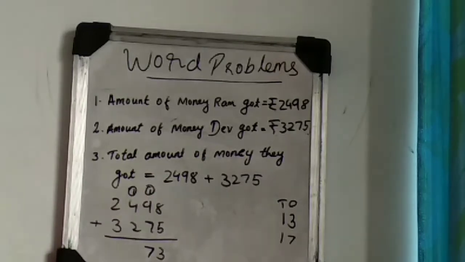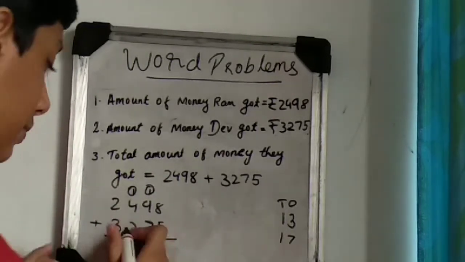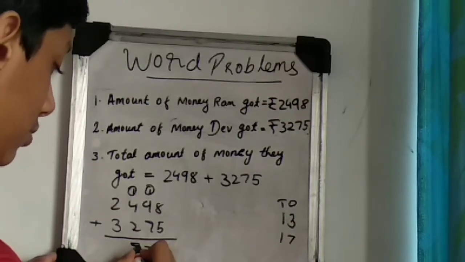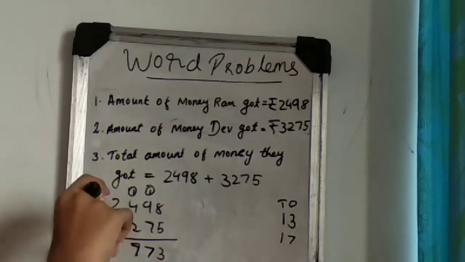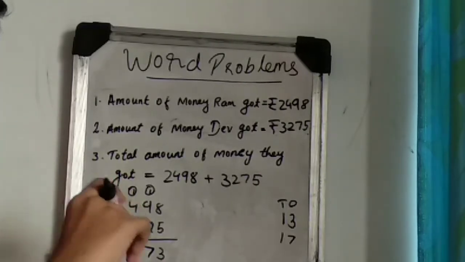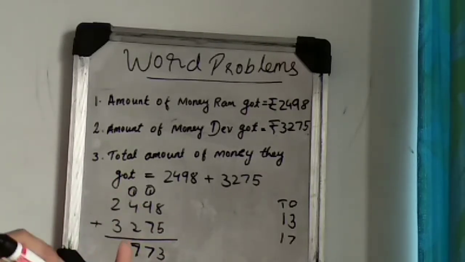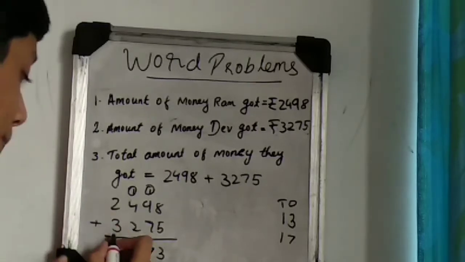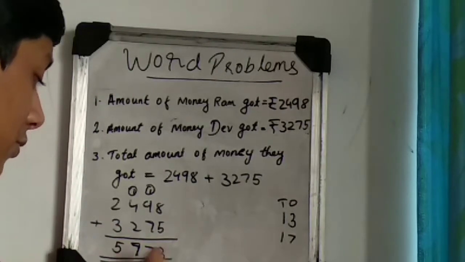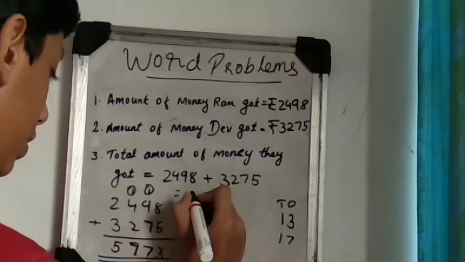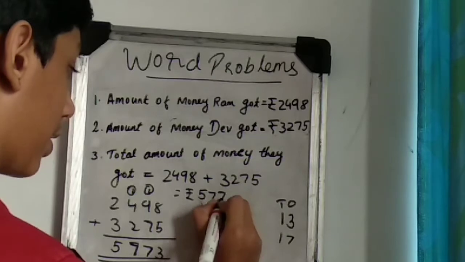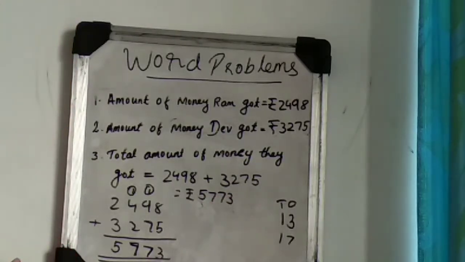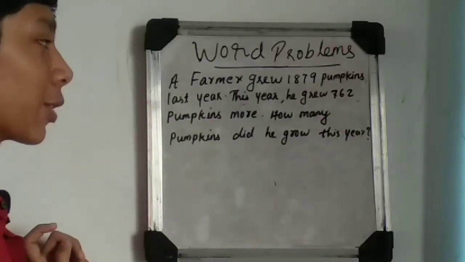1 plus 4 is 5. Take 5 in your mind and 2 in your hand. After 5 it is 6 and 7. Here there is no carryover, so we have to do it directly. 2 plus 3. Take 3 in your mind, 2 in your hand. After 3 it is 4, 5. So the answer is equal to rupees 5773. That is 5773.